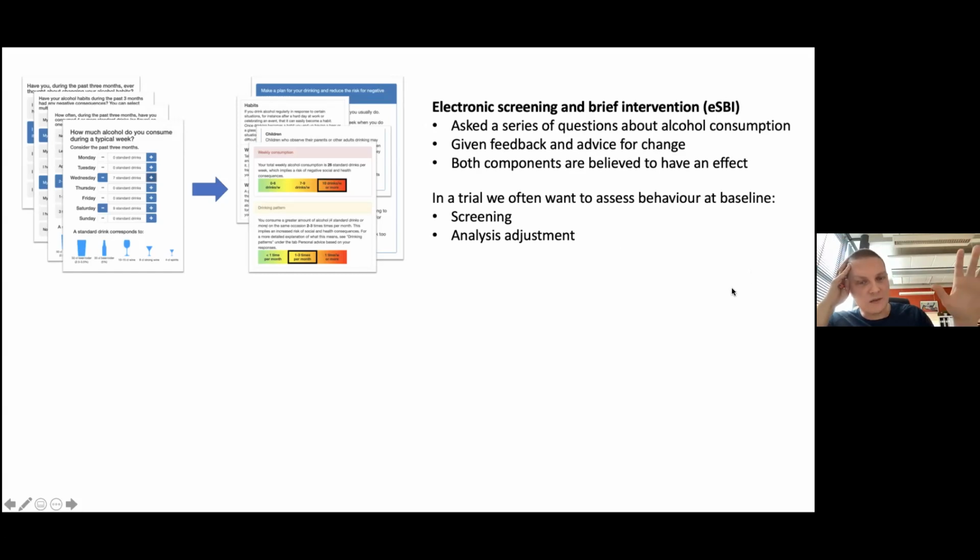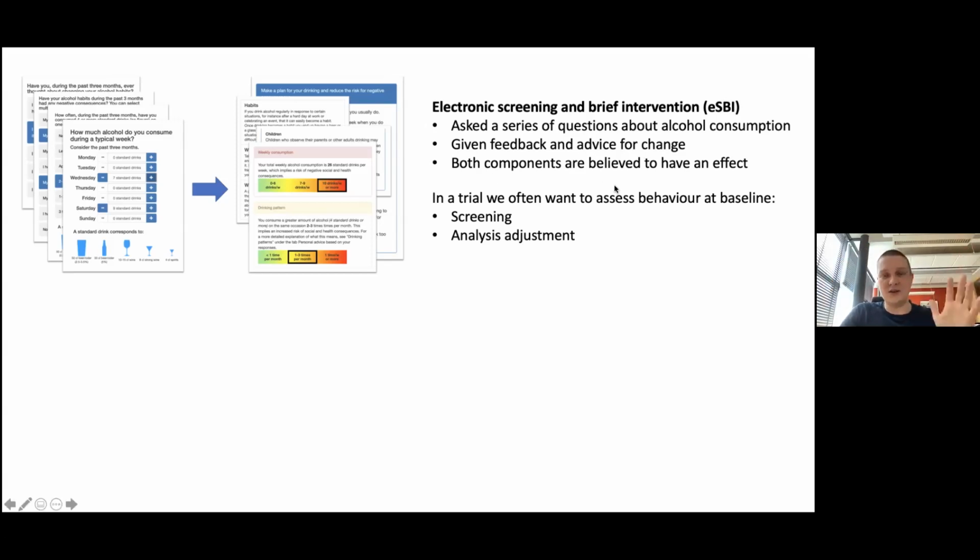But when we're doing a trial and we want to test the effect of an electronic screening and brief intervention, I'll just call them ESBIs, we usually want to screen participants into our trial. So we're going to have to ask them questions. We're going to have to ask them about their drinking in order to get the right population that we care about. Also, we usually want to assess behavior at baseline because we want to adjust our analyses. In our regression model, we want to adjust for covariates that have to do with baseline drinking.